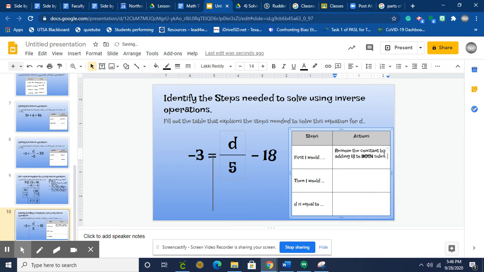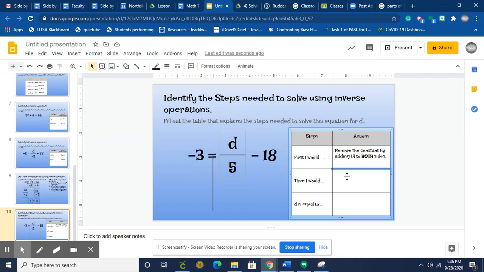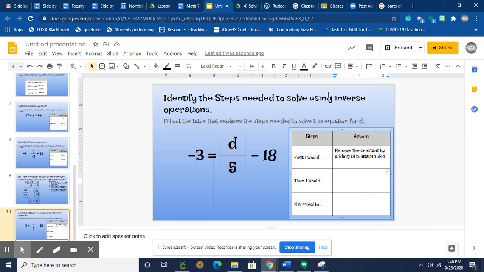Remember, we want to keep equality. We want to keep balance. Whatever I do, I want to do on the other side. So after we move that, we get some number. The next thing I would do is, after I find what negative 3 plus 18 is, which is positive 15, not 21, I've got to undo this letter D divided by 5.